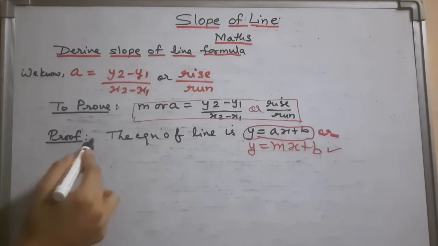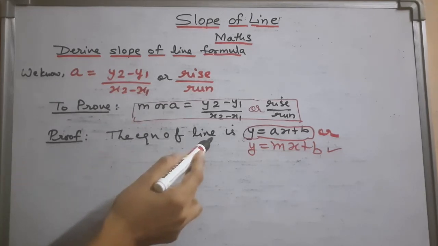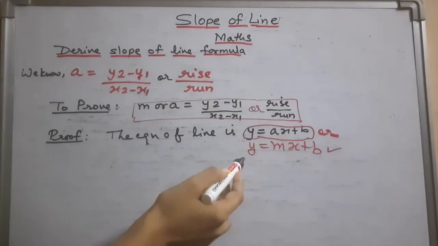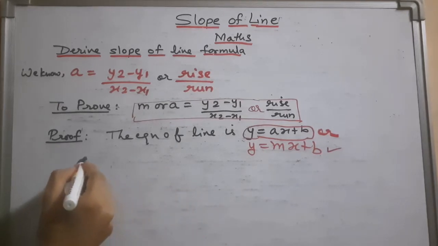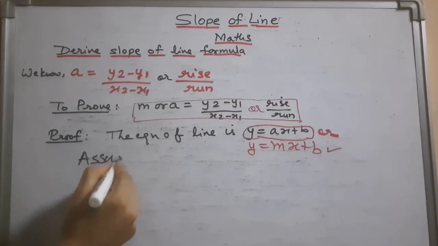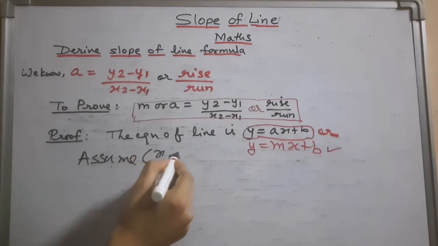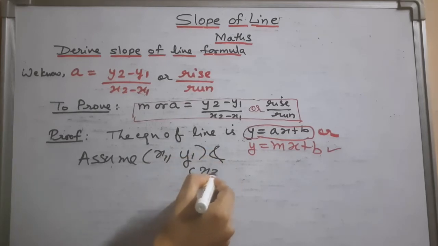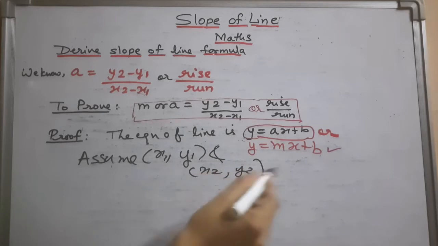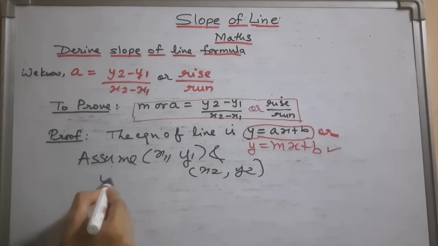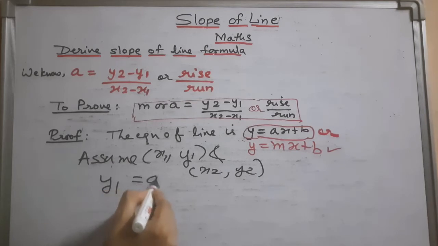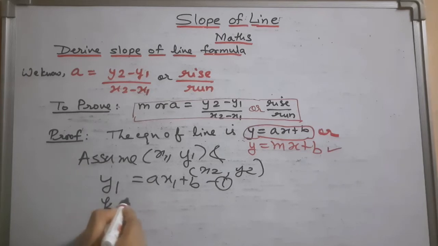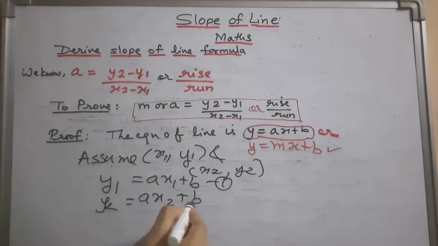Now let's have a look. Proof: the equation of the line, we know that y is equal to ax plus b, or in some books instead of A it is written y is equal to mx plus b. Now let us assume 2 points x1 and y1, x2 and y2, they are the 2 points on the line, so the equation of the line will be y1 is equal to ax1 plus b, equation 1. Second, y2 is equal to ax2 plus b, equation number 2.